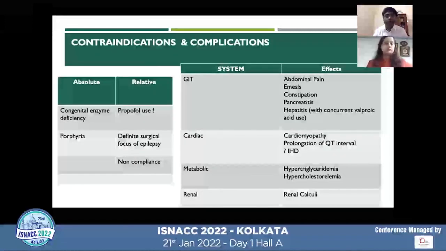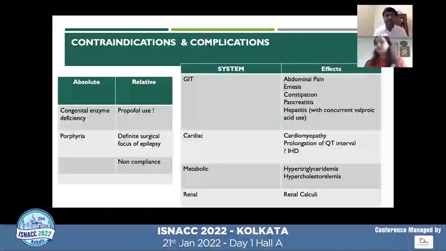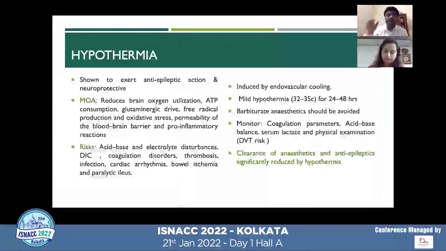What are the contraindications? Congenital enzyme deficiencies related to lipid metabolism, which, if present, are definitely an absolute contraindication, and porphyria. With concomitant use of propofol, there is a chance of high triglyceridemia, which is why it is a contraindication. The complications are mostly gastrointestinal, like abdominal pain, emesis, constipation, and pancreatitis. Some cardiac and a few metabolic complications, like hypertriglyceridemia and hypercholesterolemia, are also seen.